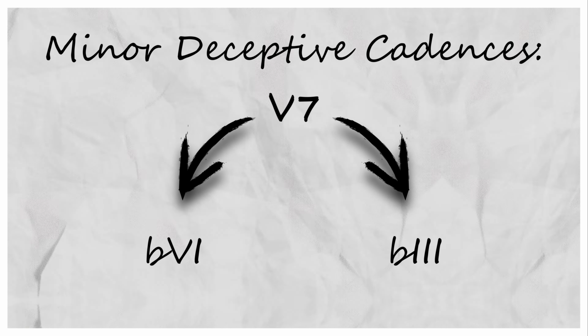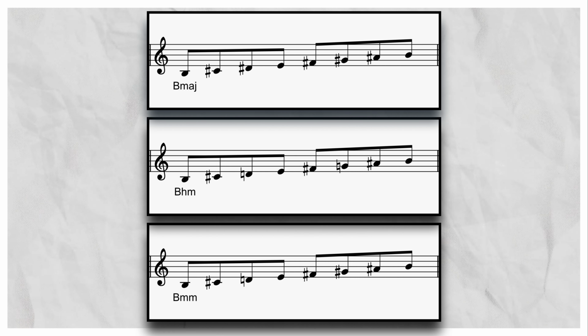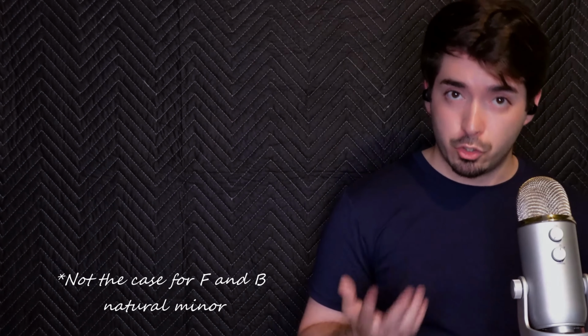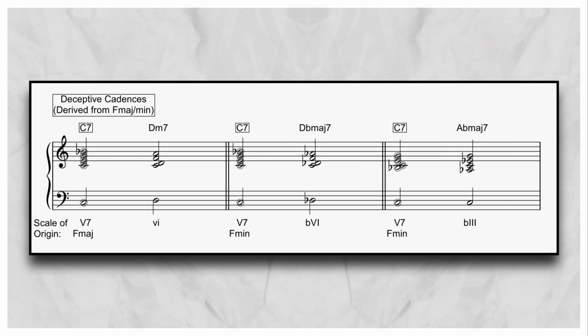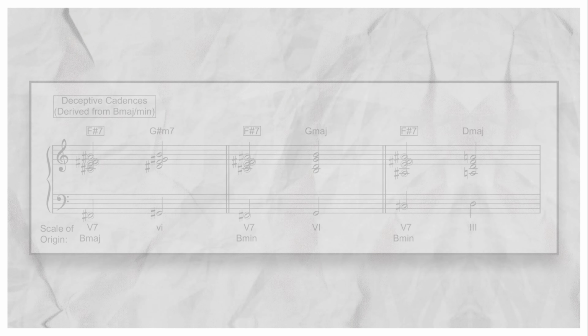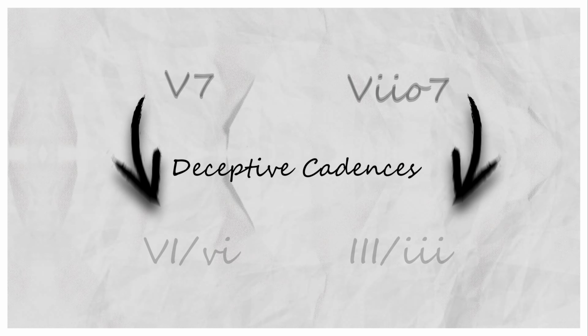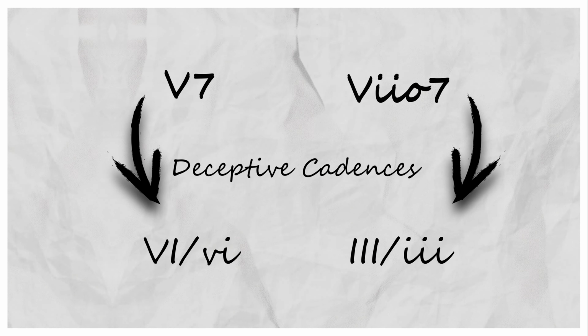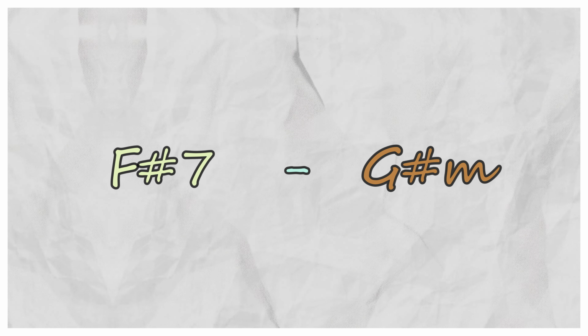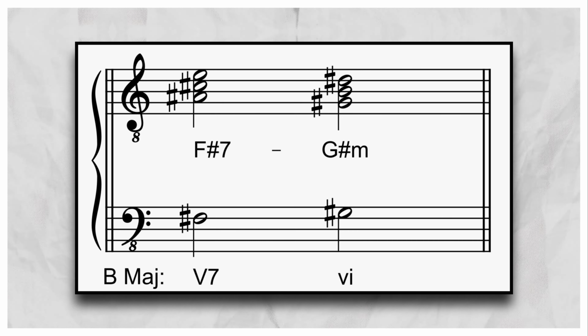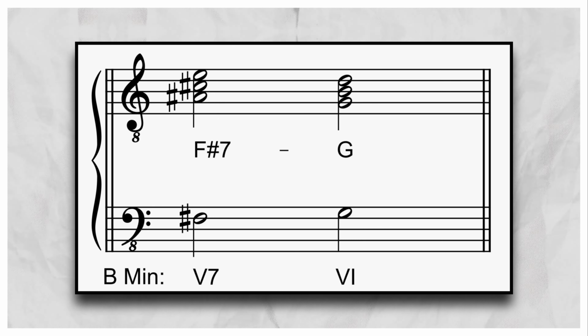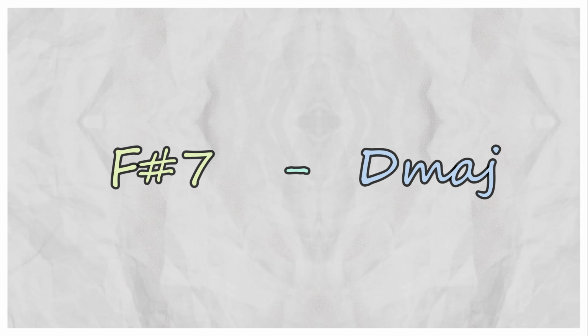We can determine other viable options by looking for deceptive cadences in our B major/minor keys. Remember, most of our scales that are built on F and B will share a tritone. Since our first 3 deceptive cadences come from scales built on F, the other 3 will come from scales built on B. Following the same formula from our previous examples, we get 3 potential choices: F sharp 7 resolving to G sharp minor, F sharp 7 resolving to G major, and F sharp 7 resolving to D major.